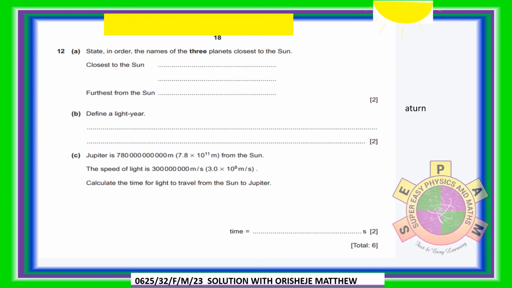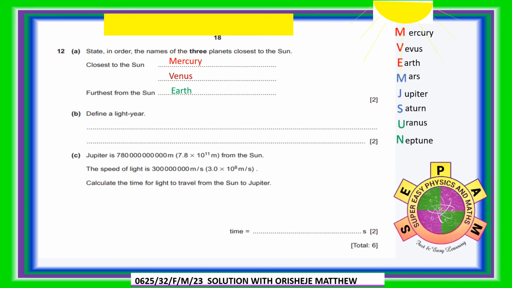Question 12. State in order the names of 3 planets closest to the sun. So if you look at that, the planets closest to the sun, we have Mercury, Venus, and the Earth. Then you have Mars, Jupiter, Saturn, Uranus, and Neptune. That is the 8 planets. So what are they? Mercury, Venus, Earth, Mars, Jupiter, Saturn, Uranus, and Neptune.